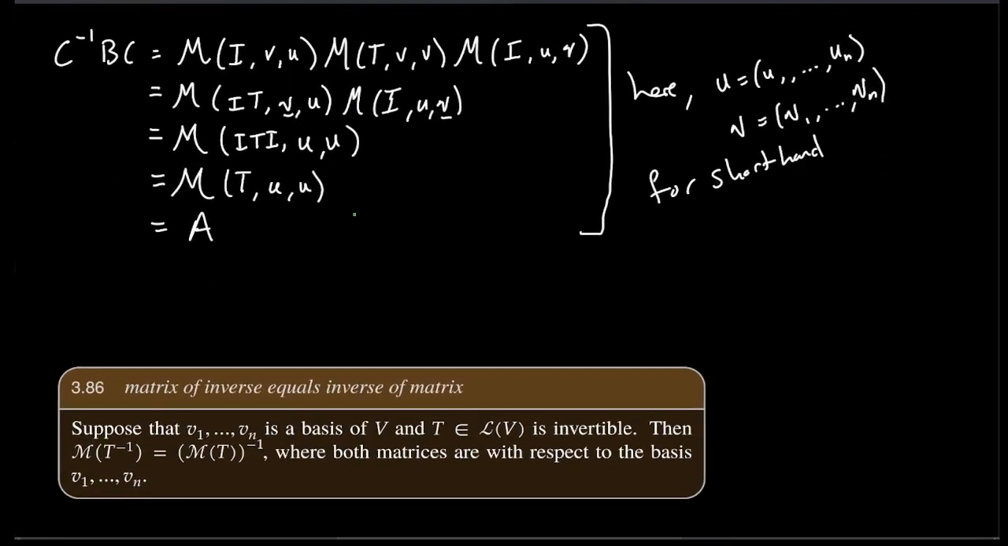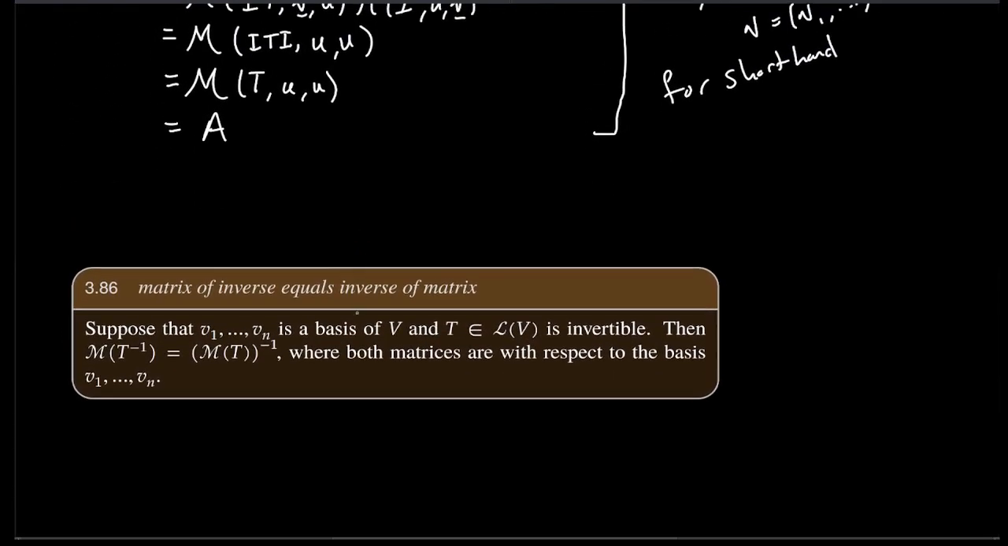Okay, easy. Now this gives us something really cool: the matrix of an inverse is equal to the inverse of the matrix. This is a consequence of the previous result. Let's think through it. Suppose that V1 through Vn is a basis of V, and T is an invertible linear map on V. Then the matrix of its inverse is the inverse matrix of T, that is, the inverse in the world of matrices. They're both matrices with respect to the same basis.